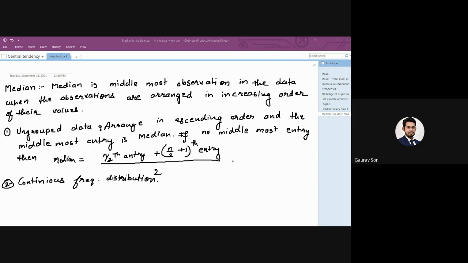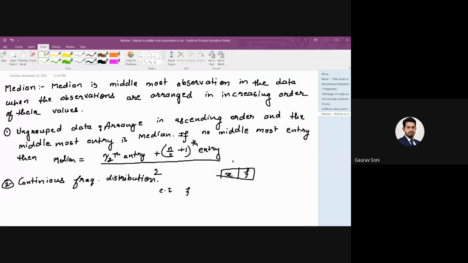And what is discrete frequency distribution? Where you have x and f given. Okay, please make this clear. If x and f, this kind of data is given to you, then this is called the discrete frequency distribution. If class intervals and frequencies are given, then it is a continuous frequency distribution.